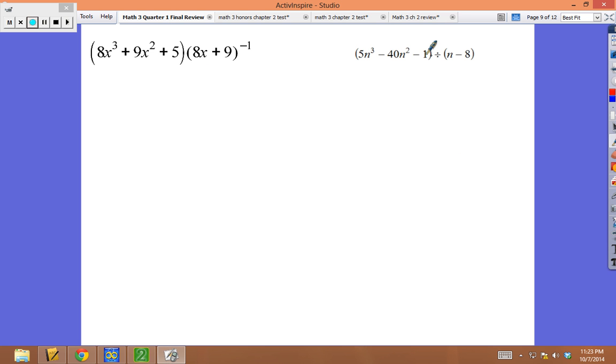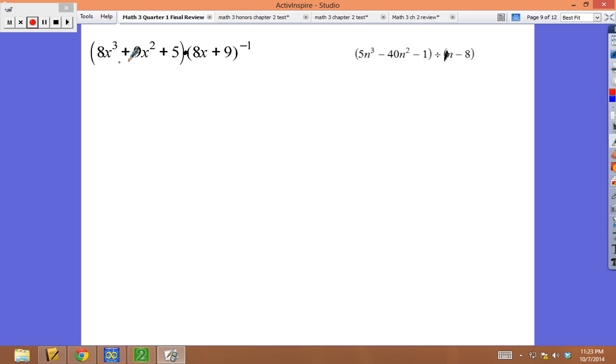One of these you can use the shortcut. You can use the shortcut any time that the coefficient is 1. So multiplying something by a power of negative 1 is the same thing as dividing. So if you have a negative exponent, you got to take this to the bottom.